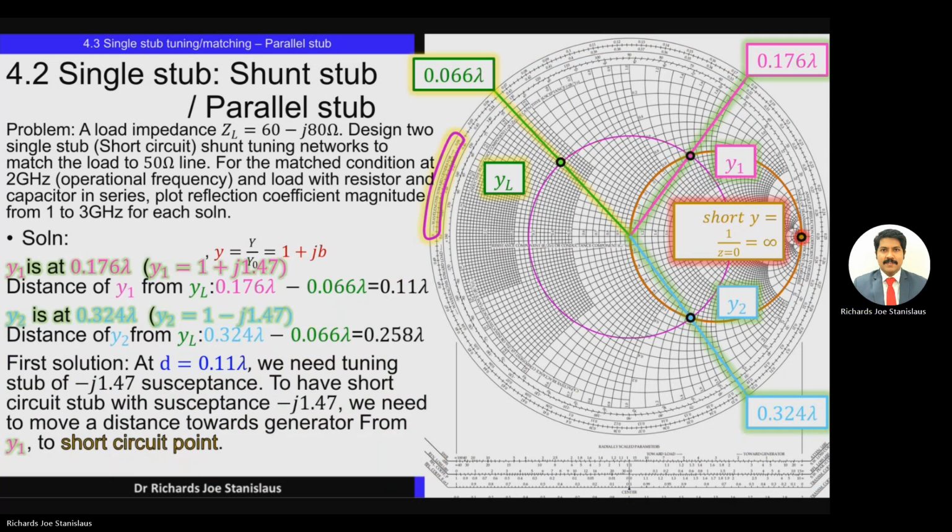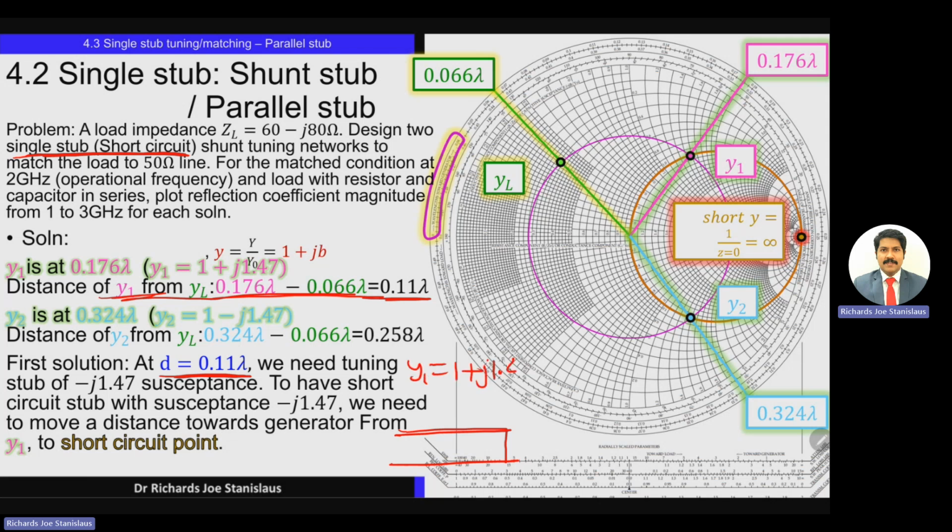So in the problem, we need to match it or tune it using a short circuit stub. Right. So the stub, having a short circuit, we are going to connect in parallel at the Y1 location and the Y2 location. So first we'll take solution 1, right? So Y1 is located at a distance of 0.11 lambda from the load, right? So d equals 0.11 lambda. The admittance value at Y1 is 1 plus j 1.47.